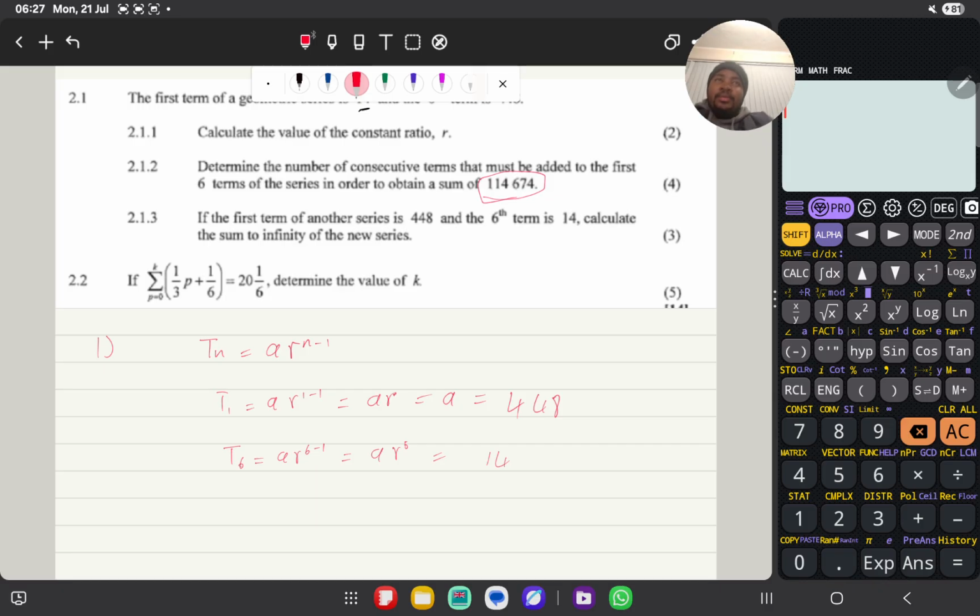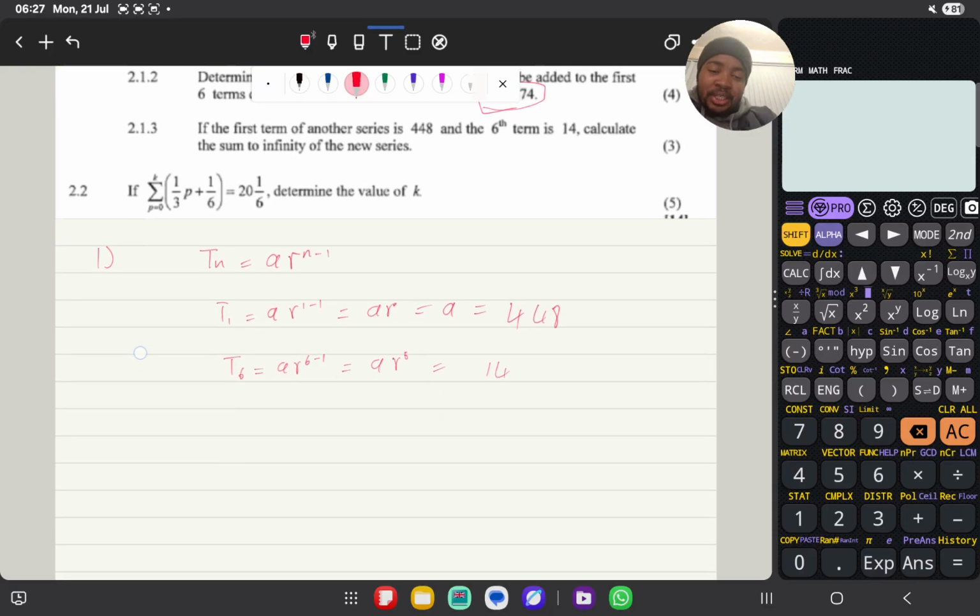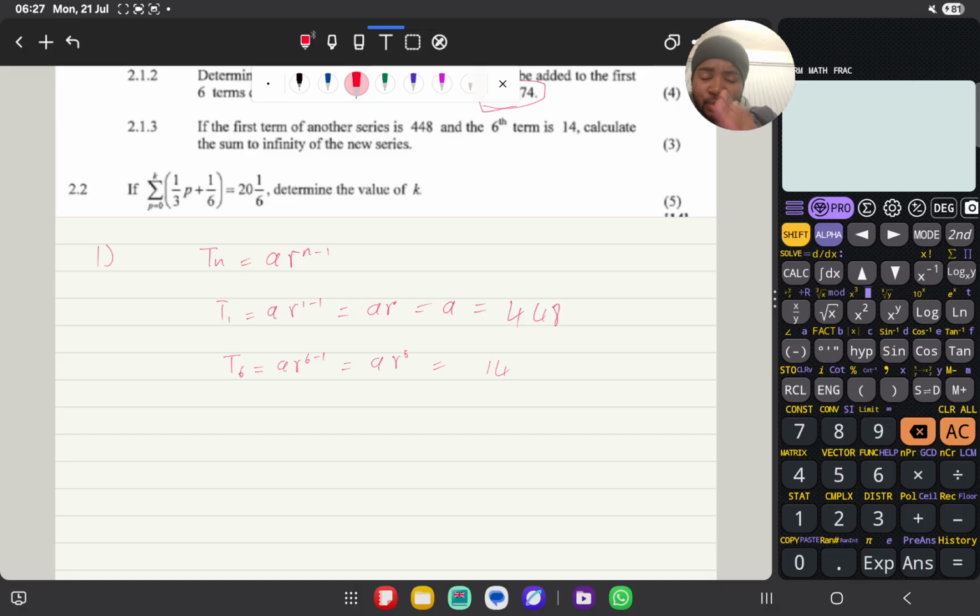And look, one thing that will confirm that you are still doing the right work, that you haven't made a mistake in your analysis: when you are asked to calculate the sum to infinity and your r is between -1 and 1, just know you are doing the right work. Just make sure you don't make any silly mistakes. Other than that, everything is fine. So we're gonna calculate our r here.